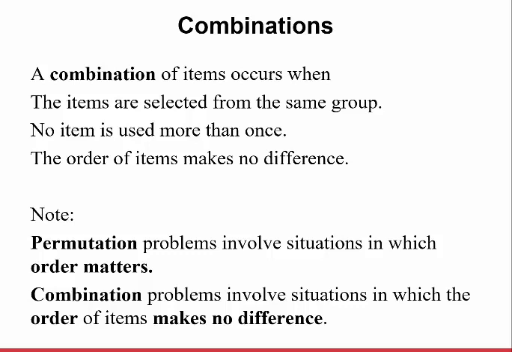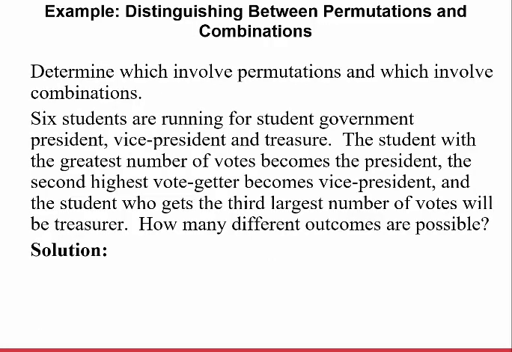So permutations involve situations or problems in which order matters, right? Combinations involve situations or problems in which the order of the items makes no difference. So permutation, order matters; combinations, order doesn't matter. Okay, so let's determine if the following are permutations or combinations.